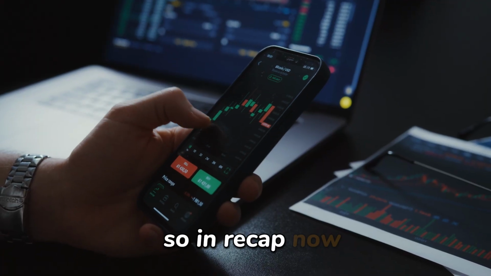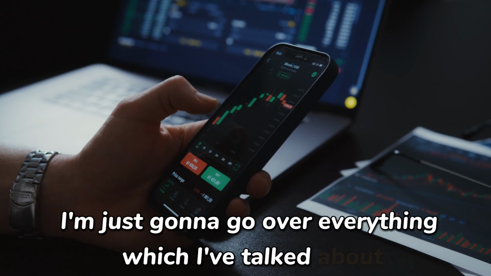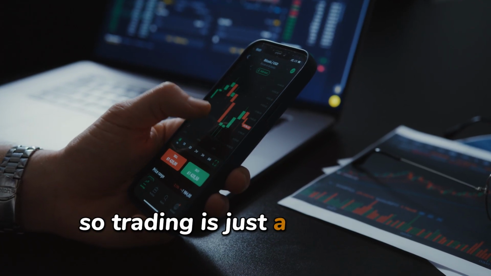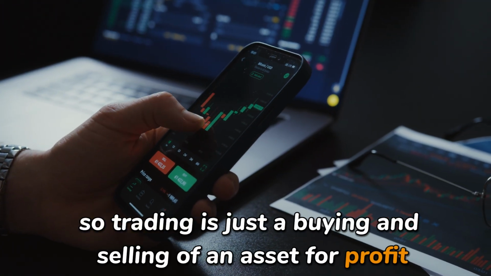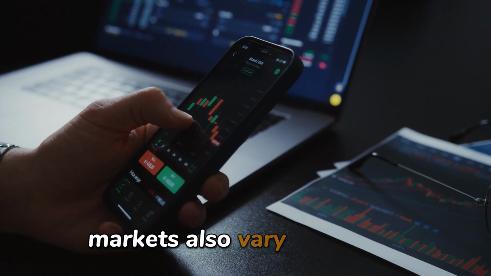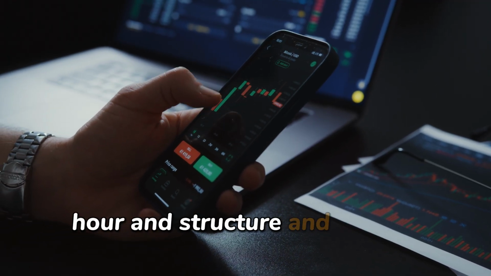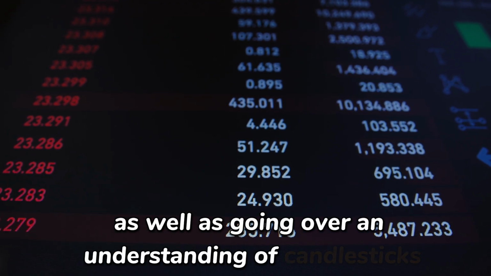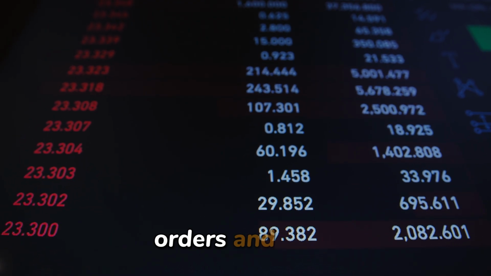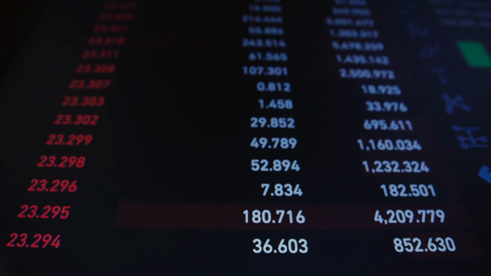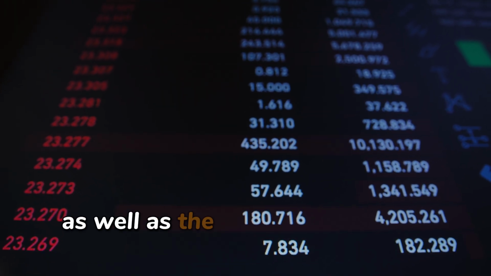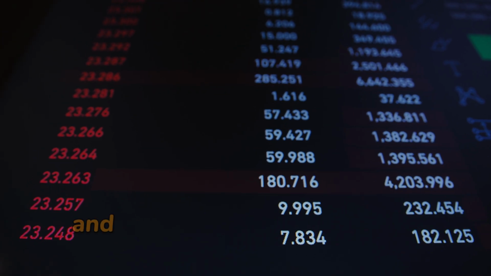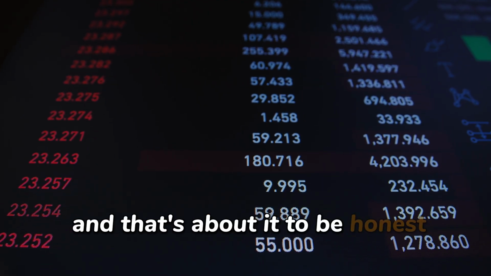So in recap now, we're just going to go over everything which I've talked about and specifically their key points. Trading is just the buying and selling of an asset for profit. Markets also vary in volatility, hours and structure, and the way which they work, as well as going over an understanding of candlesticks, orders, and PD arrays, as well as the market I personally trade, futures, and that's about it, to be honest.